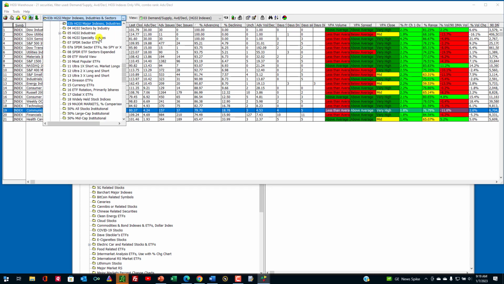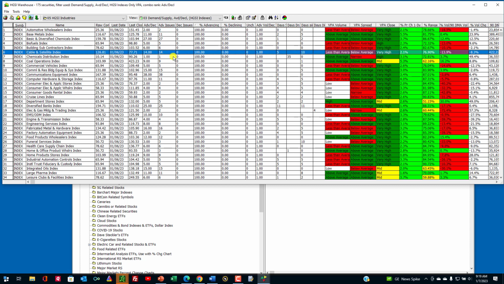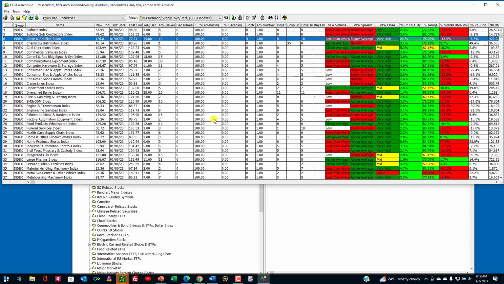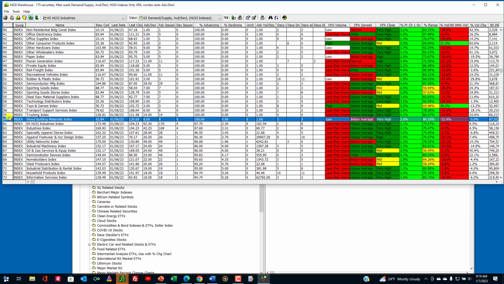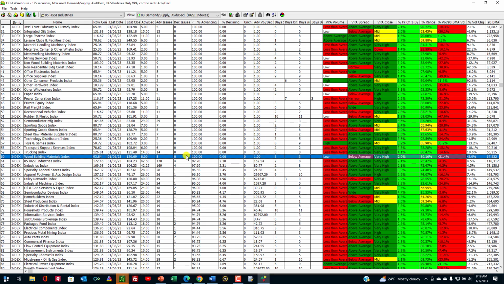Now I'm going to leave the same view here, and I'm going to drop down to the HGSI industries just below in folder number 5, and you can see that there were several industries yesterday. Some of these don't have very many stocks in them, but several of them were up 100% advancers and 0 decliners. In fact, it goes all the way down to number 60. Everything above this number 60 had every stock within the industry group up for the day.